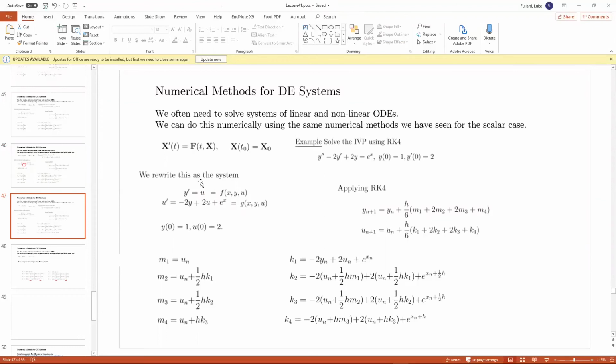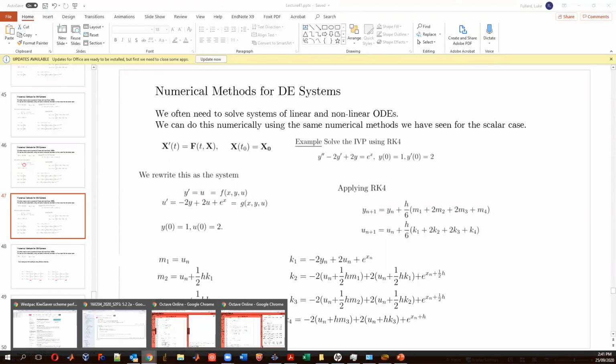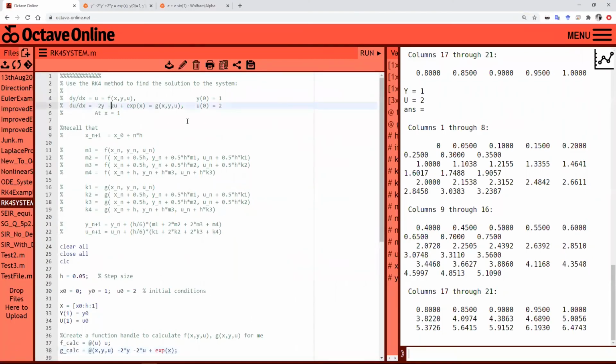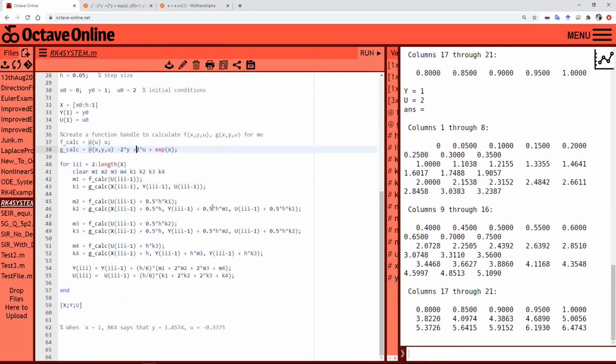So that's one problem. So let's go to Octave Online again and fix that. So here we should have plus 2u instead, which means in our G calculation here, we should have a plus here. The second error I found was in my calculation for k4. Here I'm calculating the updated x value, the updated y value, and the updated u value, but I wrote y here instead. So this should be capital U. So the moral of the story is everybody makes mistakes when they're coding, especially when they're being recorded.